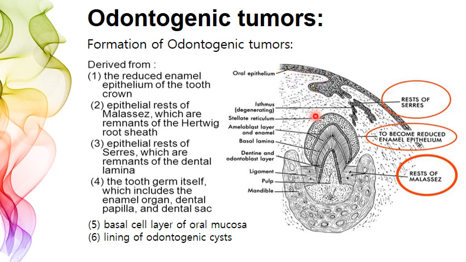This is the oral epithelium. This is the basal layer of the oral mucosa. It is facing the tooth during odontogenesis. So they may arise from the basal layer of oral mucosa or from the lining of odontogenic cysts. Some tumors arise from the lining.